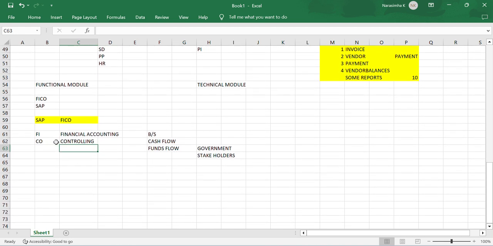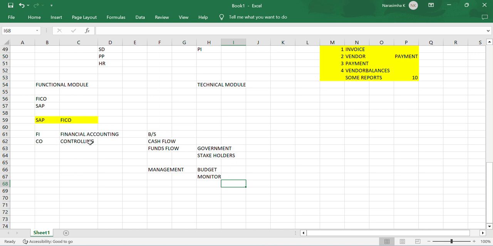CO stands for controlling, and this will be used for the internal reporting purpose for management. What are the reports, what will internal management do by using this controlling module? They will allocate the budget, and they will monitor the cost. All these things they will check and they will take the actions. For that purpose only the controlling module will be used.